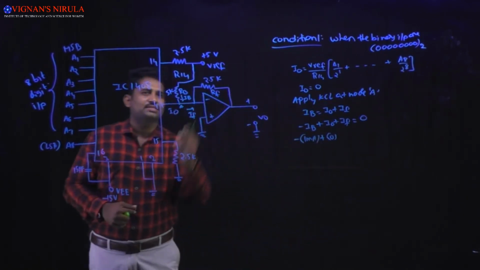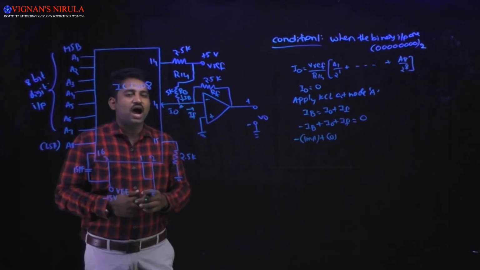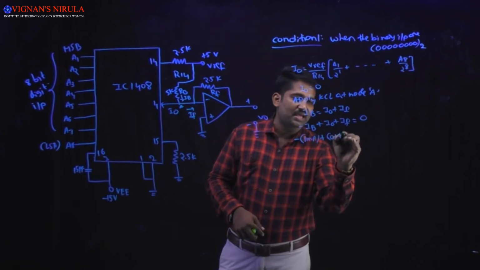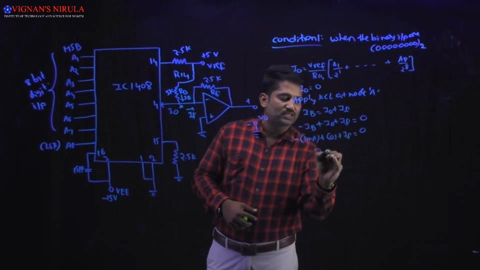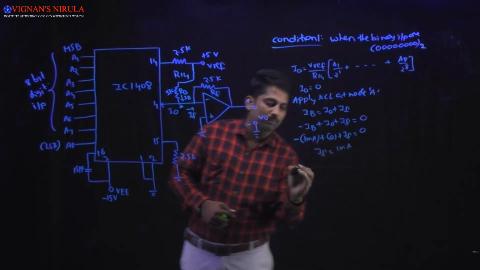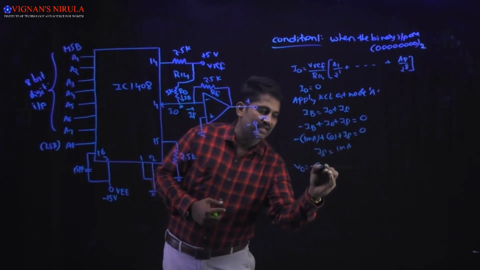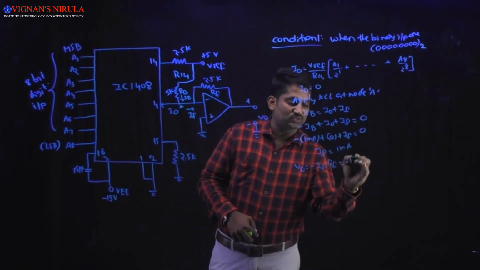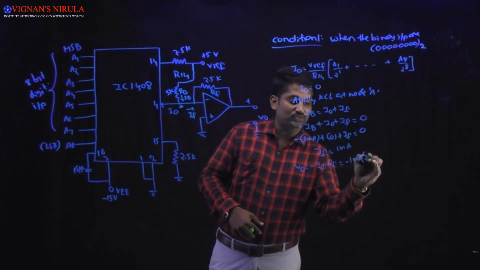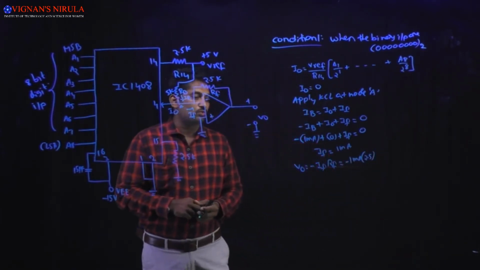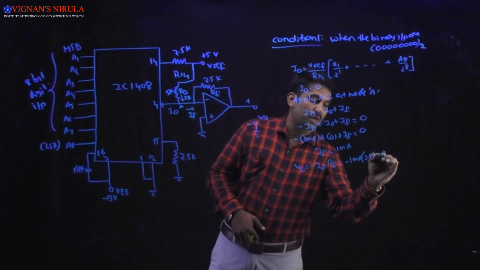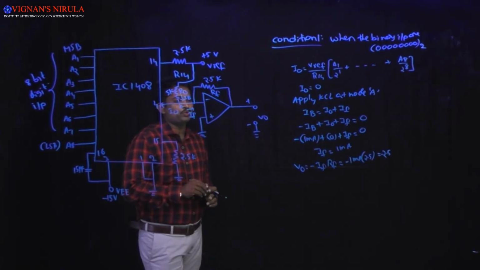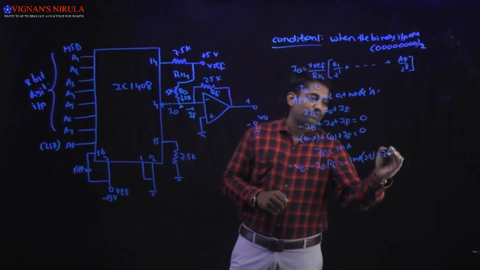How can you calculate? V reference is 5 volts divided by RB is equal to 5 kilo ohms, then we will get minus 1 milliampere plus IF is equal to 0. From this IF is equal to 1 milliampere. So V naught is equal to minus IF into RF. So we will get IF is minus 1 milliampere into RF is equal to 2.5 kilo ohms. So we will get minus 2.5. Okay, so we will get output voltage equal to minus 2.5 volts.